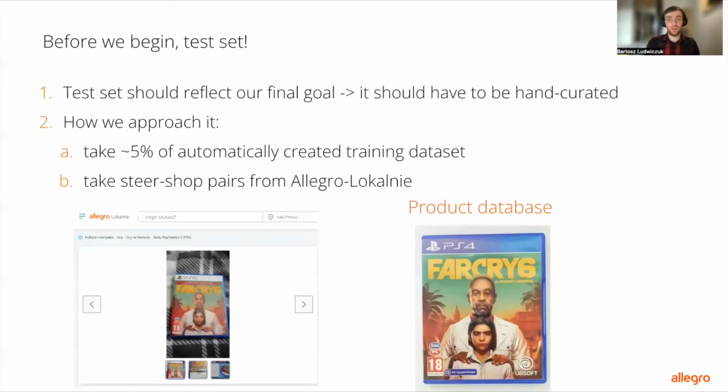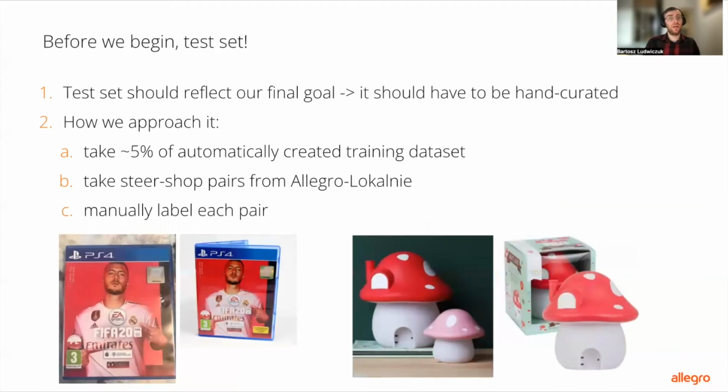Additionally, thanks to Allegro Lokalnie, where users are listing items with real photos, we gathered additional pairs. Some of the offers have a link to the product database. By connecting the user and product image, we collected approximately 10,000 pairs for each department. And finally, we label them by hand. So our test set is ready to use.